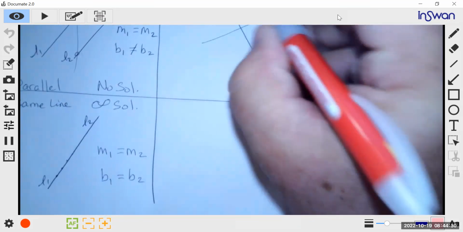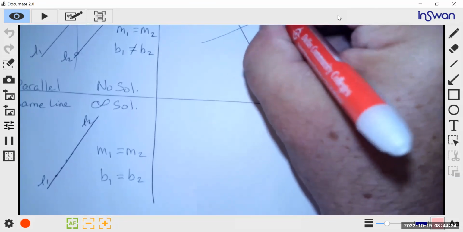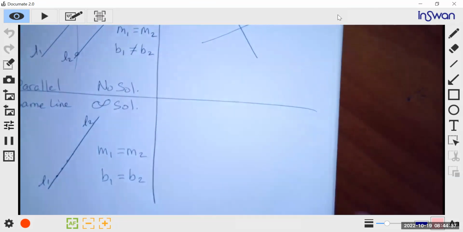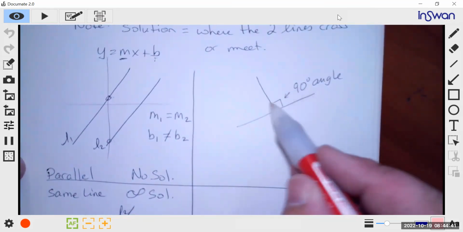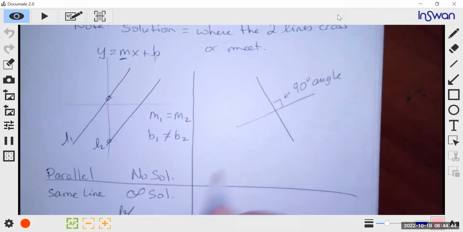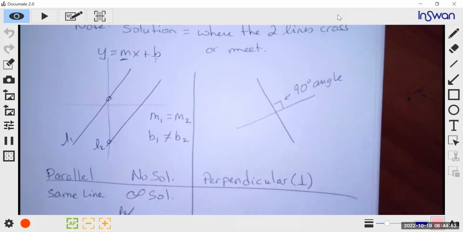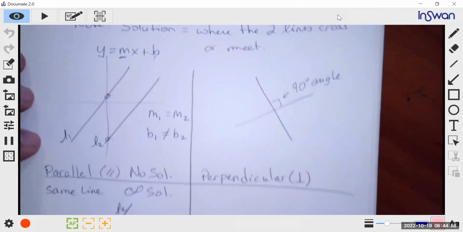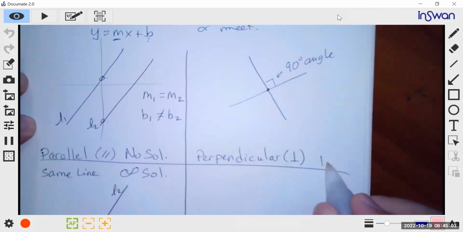If two lines are perpendicular, that symbol means it's a 90-degree angle. If two lines are perpendicular, that means they have a 90-degree angle between them. For perpendicular, we use the upside down T for that symbol. For parallel, we use the slanted lines. Because they cross at one place, we only have one solution.